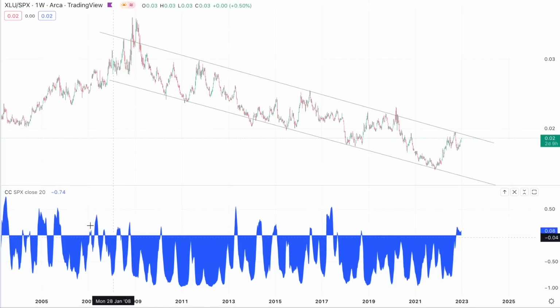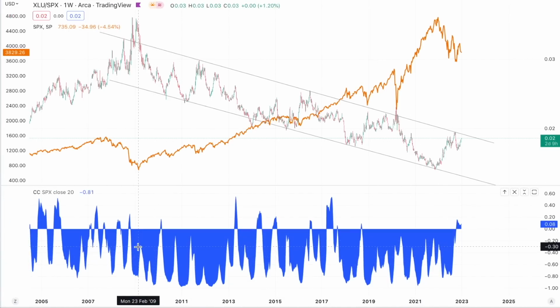And the proof of that is in this correlation coefficient. You can see if we look at what the correlation of this ratio is to the performance of the S&P 500, the majority of the time it's negative. Now that may sound obvious, but it's really not. Not all sector ratio charts have a negative correlation to the S&P 500.